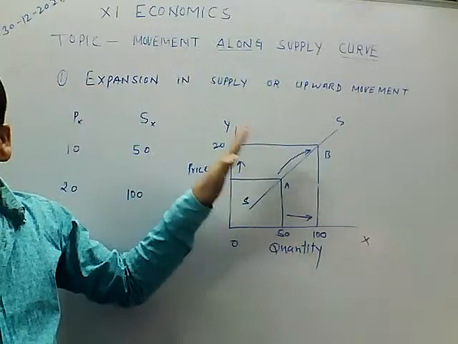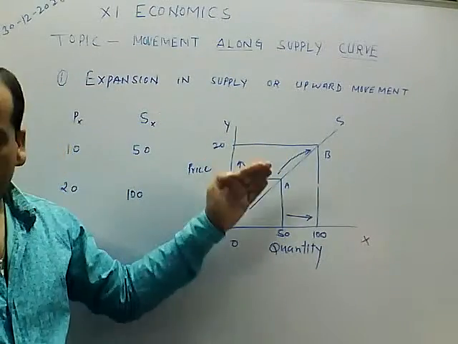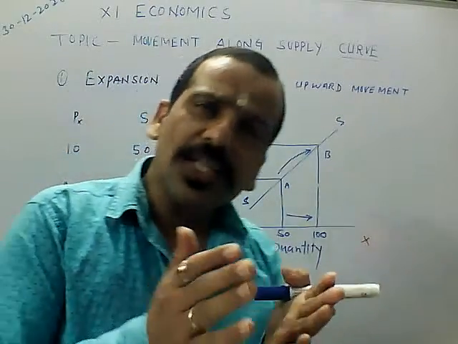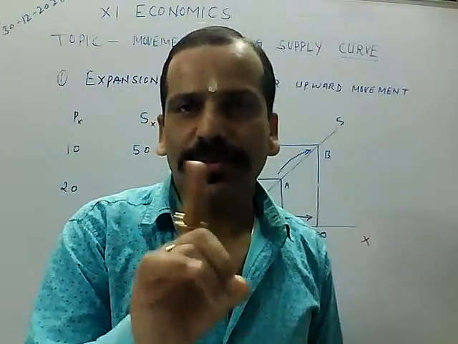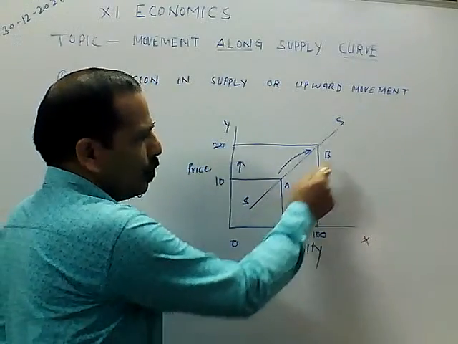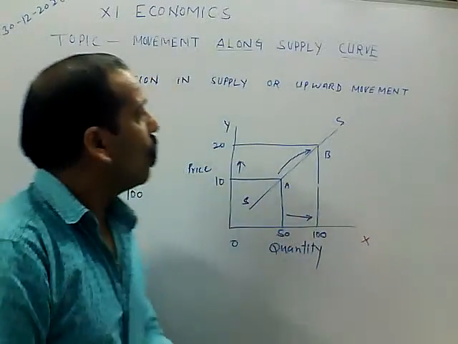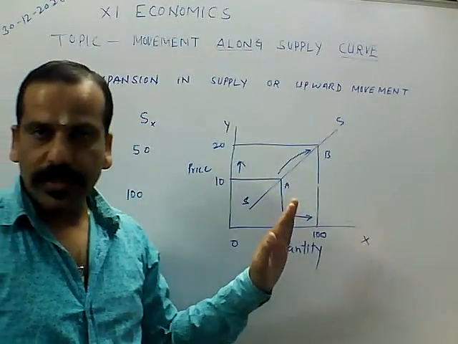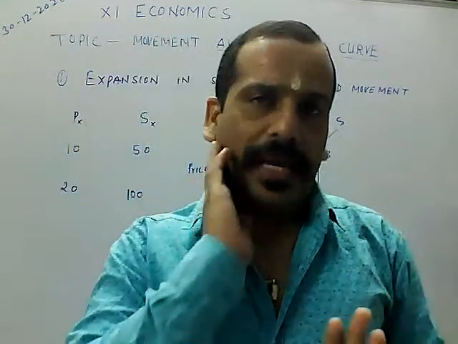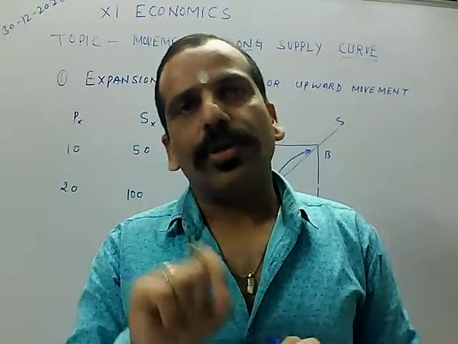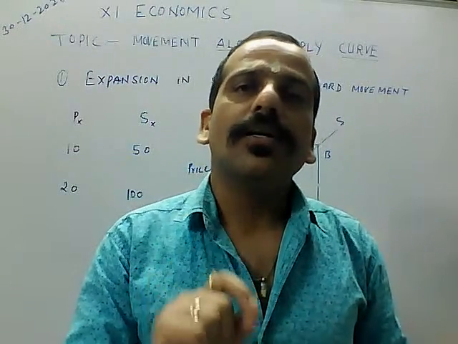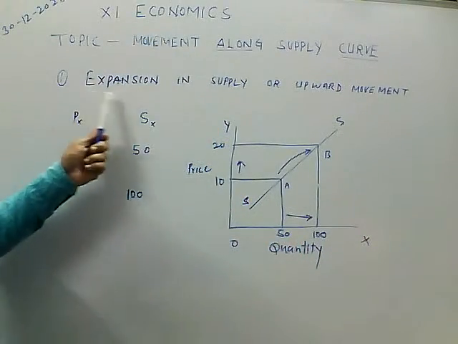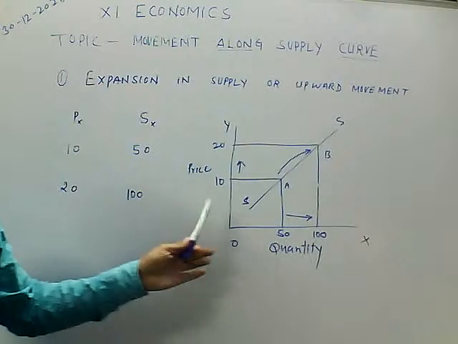It does not mean that the curve has changed its place. There is no shift when you talk about the movement from A to B. There is a change along the same supply curve, so the supply curve remains the same. In the theory of demand, I taught you movement along the same demand curve. So this is about expansion in supply, or upward movement in the supply curve.